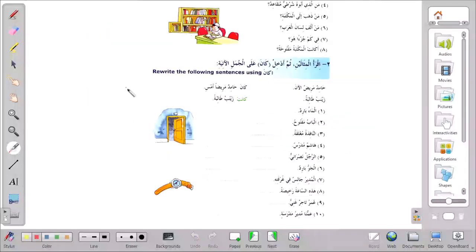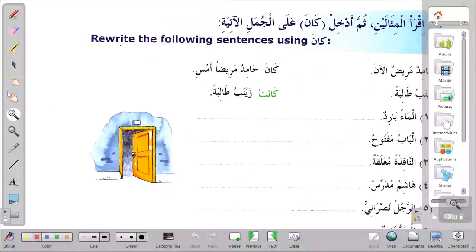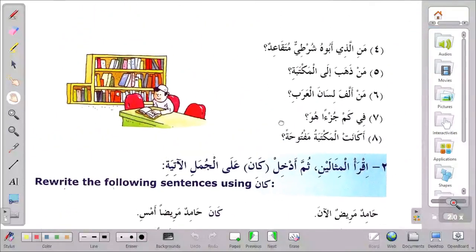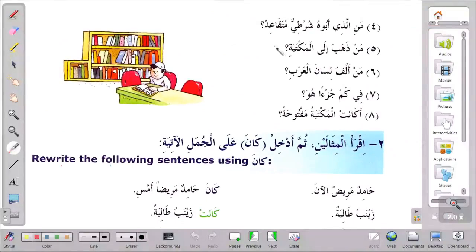It is Ibrahim. Okay. So the next question, as you can see, is question number 4. Man allazi abuhu shurtiyun mutaqaidun. Who is the one whose father is the retired police officer? Someone says that his father is a police officer and he has retired. Who is that? If you can remember, it was Yaqub. So you can say Huwa Yaqub. Okay, it is Yaqub. Man zahaba ila al-maktabati. Who is the one who went to the library? You can remember they sent someone to the library. Huwa Usmanu, it is Usman.